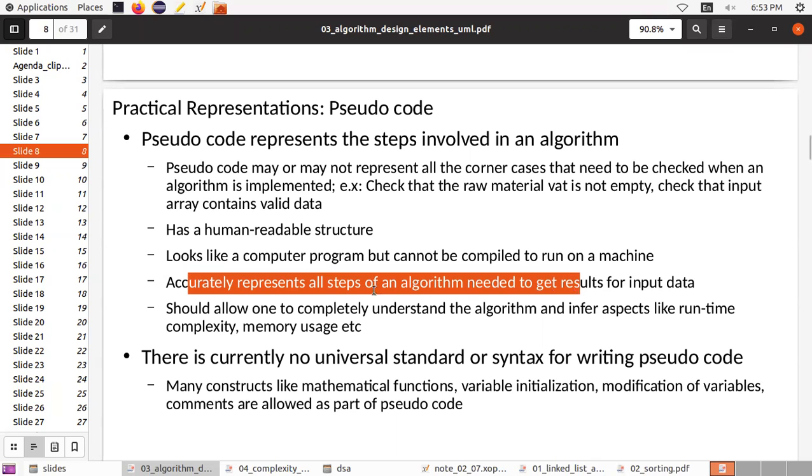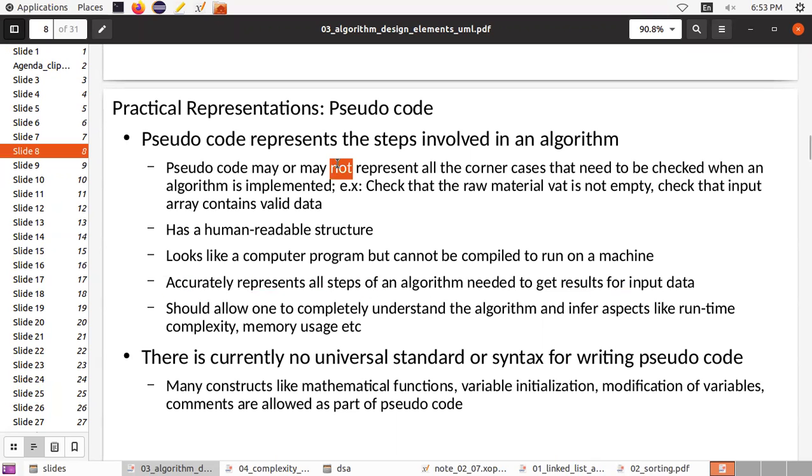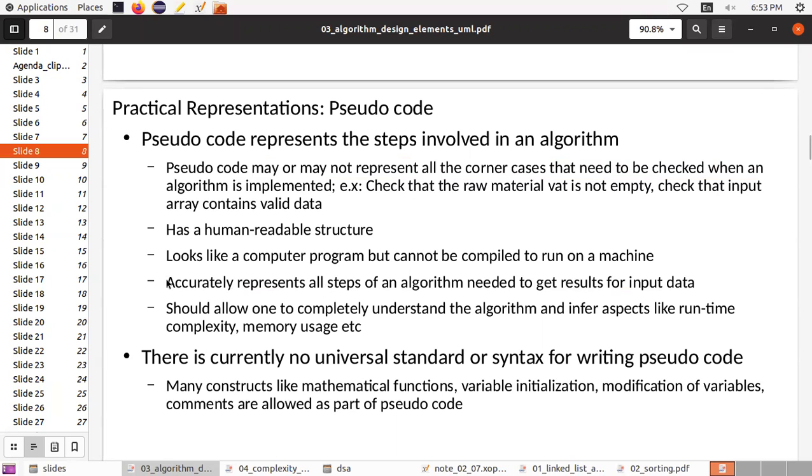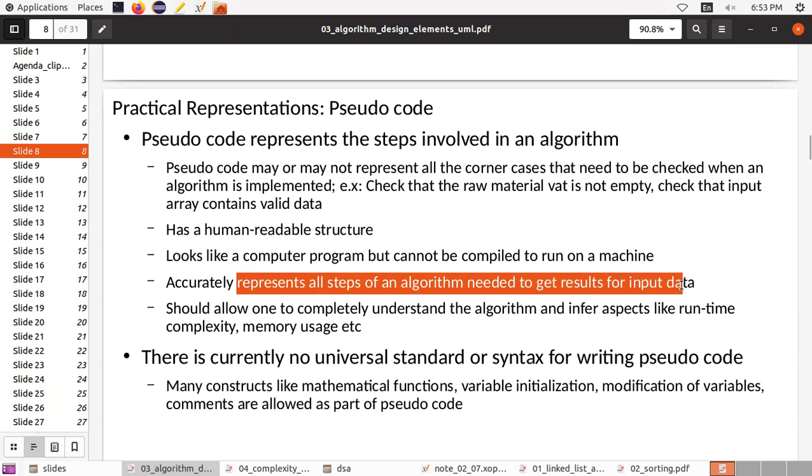Okay. Now, sometimes this and this are at loggerheads. So there may be situations where you need to list out all the corner cases because they are very, very important. So in order to accurately represent all the steps of an algorithm, sometimes it may be required for you to write all the corner cases in the pseudocode also. But it is not hard and fast. It's something that each individual designer of the algorithm decides by themselves.